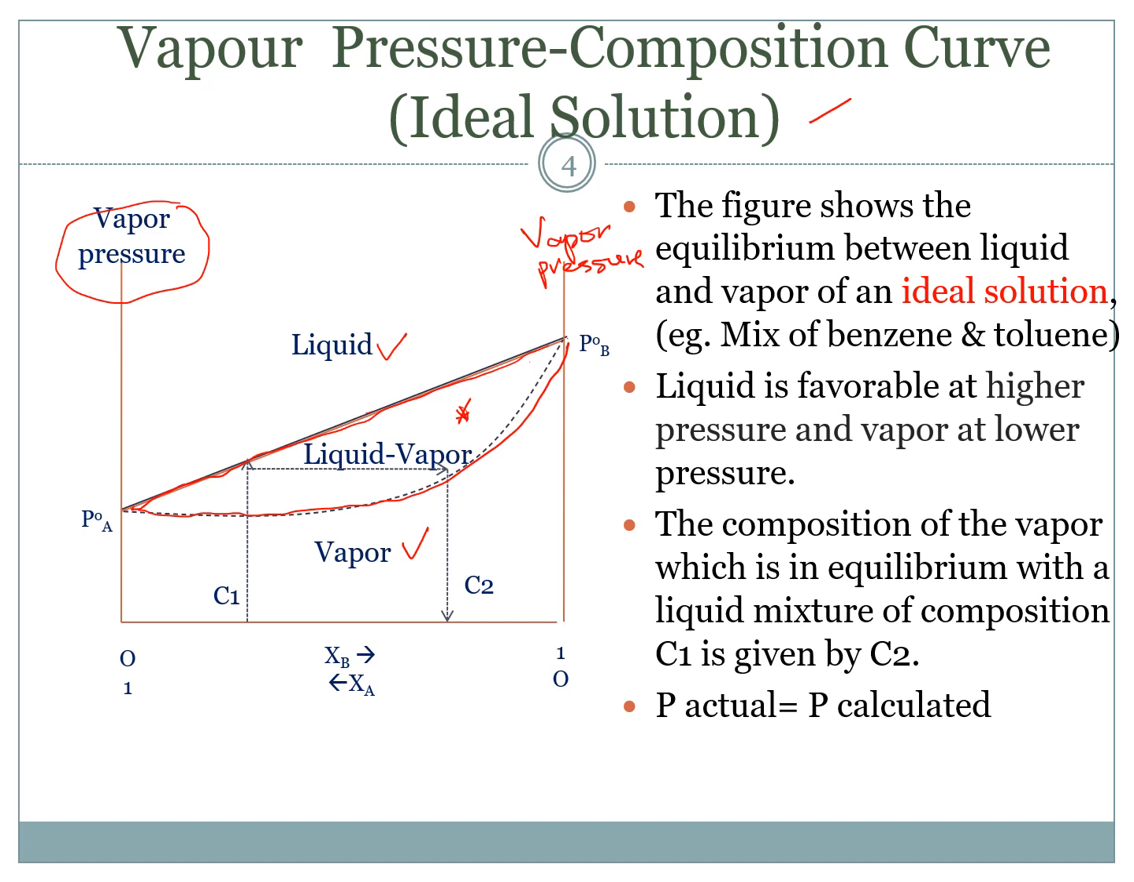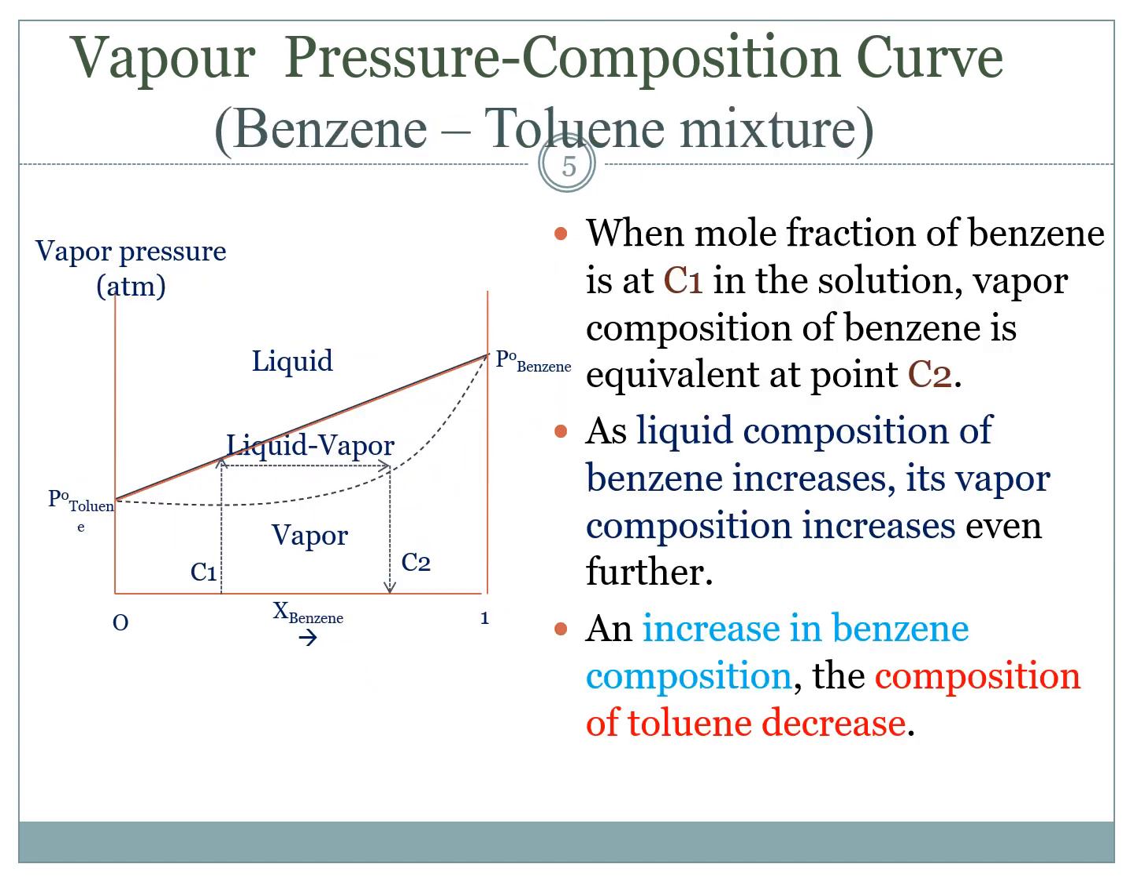Let's say the liquid at C1 boils at this temperature T1, it will give you a vapor with composition of C2. So the composition of vapor is much richer in B, which is the more volatile component. So you can see here, the mole fraction of B is increased, meanwhile the mole fraction for A is decreased. And this is the vapor pressure composition curve for benzene toluene mixture.